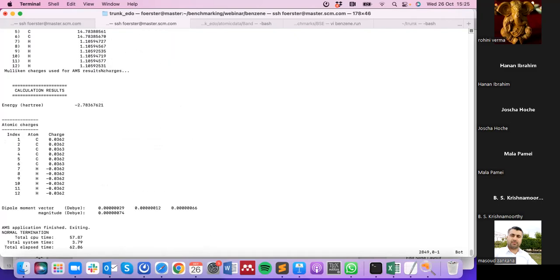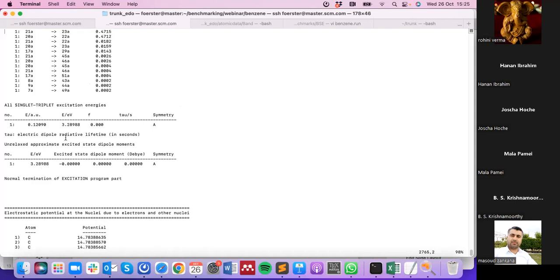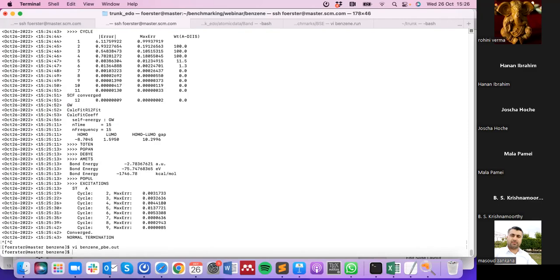We go to the end of the output, and we see we have a singlet triplet excitation energy of 3.29. So that's 0.4 below the experiment. So that's not great. So what can we do about that?